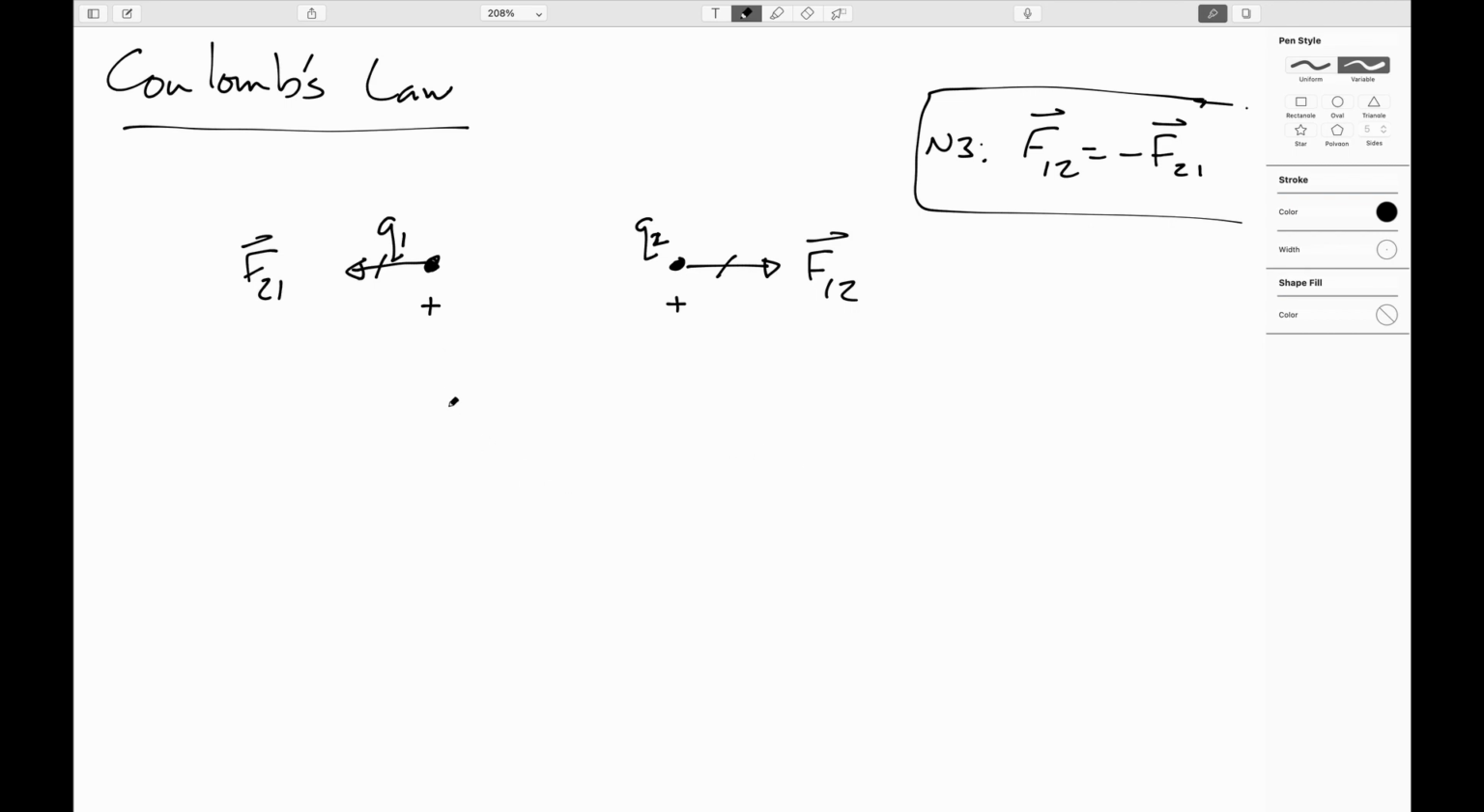And this would also be the case if our charges were both negative. They would still, again, repel, and again, they would be equal and opposite. Now, if the charges had opposite signs, so if one was positive and one was negative, then they will attract each other. And again, they will be equal and opposite to each other.